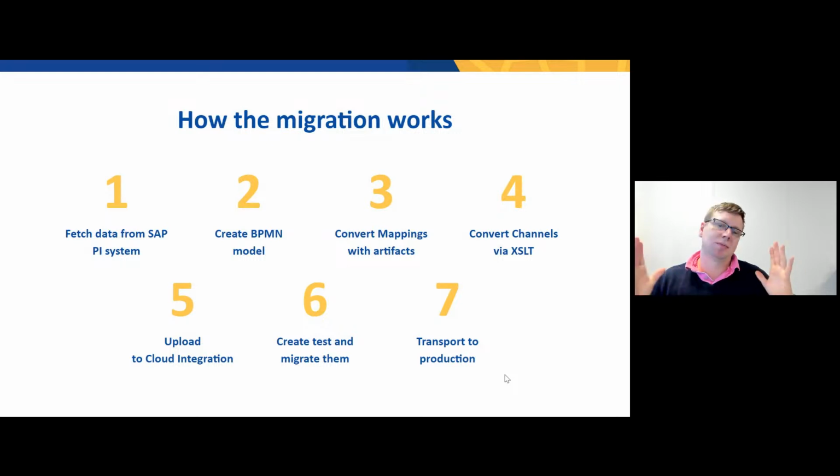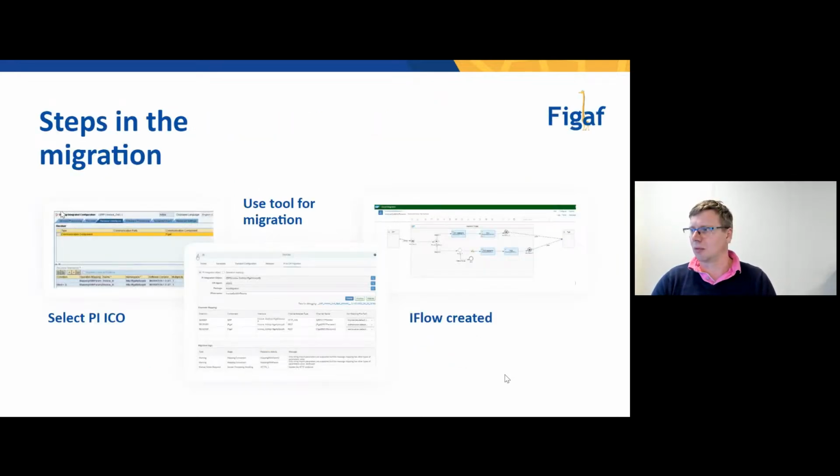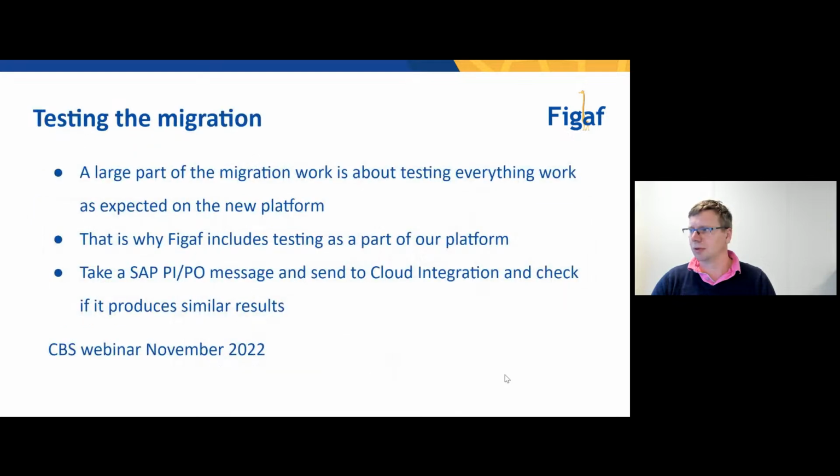The full migration process is obviously longer. It's not just about clicking a button and creating some artifacts. It's also about fetching data from the PI system, creating the BPMN model, and migrating mappings and other artifacts. Then channels: fetching the channels and figuring out how to convert them. Then we need to upload them to Integration Suite, test them, and move them into production. So this is the part that I wanted to show you.